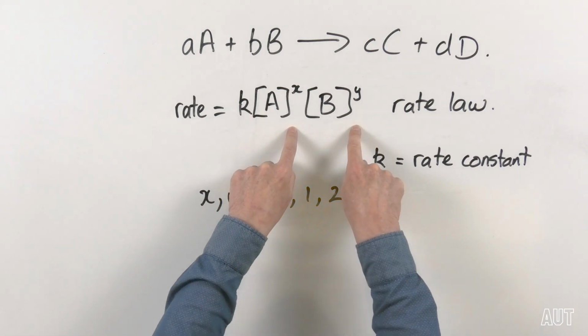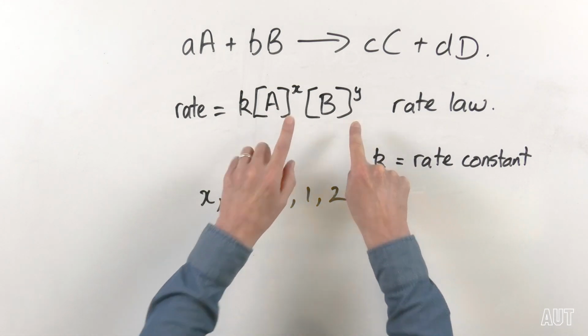And that makes life a lot easier. So X and Y can't be anything that they want to be. They are pretty much always 0, 1, and 2. And the reason for that is these orders of reaction tell us something about what's happening on the molecular scale. So on the molecular scale, we've got, remember, our molecule of A and our molecule of B.